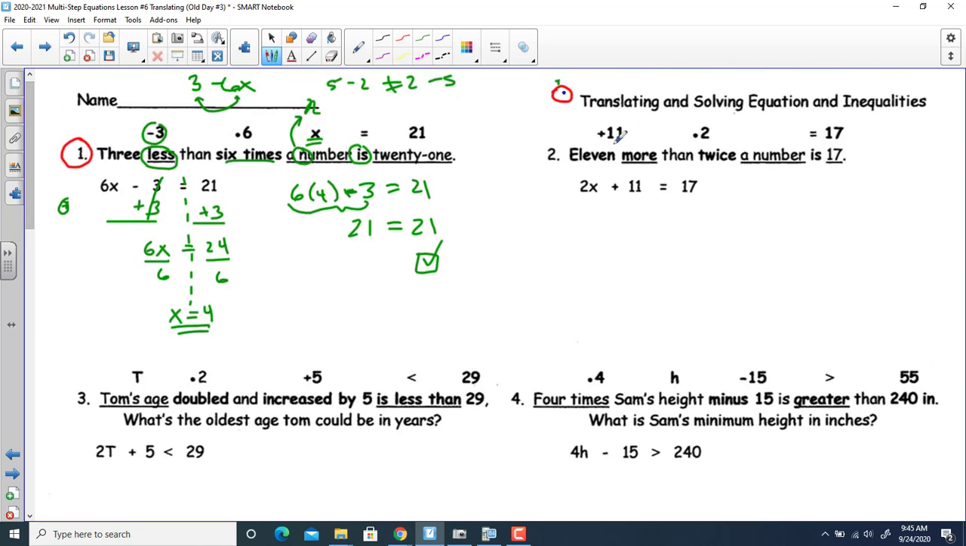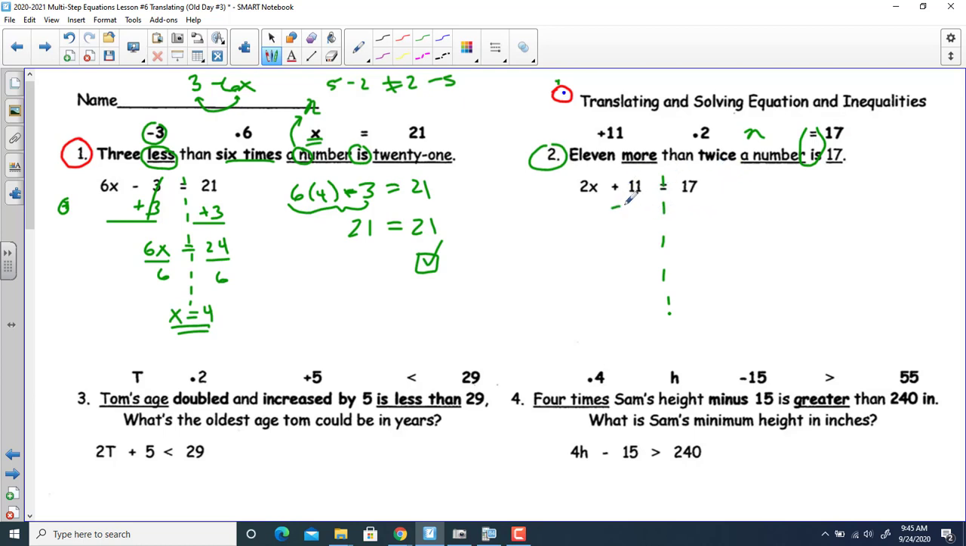When you take a look at the second one, ladies and gentlemen, 11 more than twice the number is 17. This actually should have been the first one because this is crazy easy. More is indicating addition, twice the number, 2 times what we don't know. We'll call that n or x. Is, small word with a big meaning, equals 17. We're putting up a fence. 11 more than twice the number is 17.